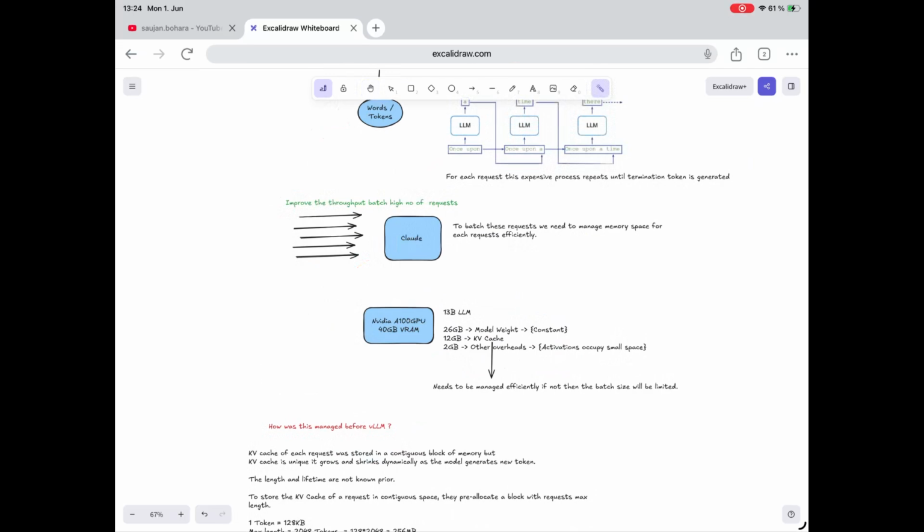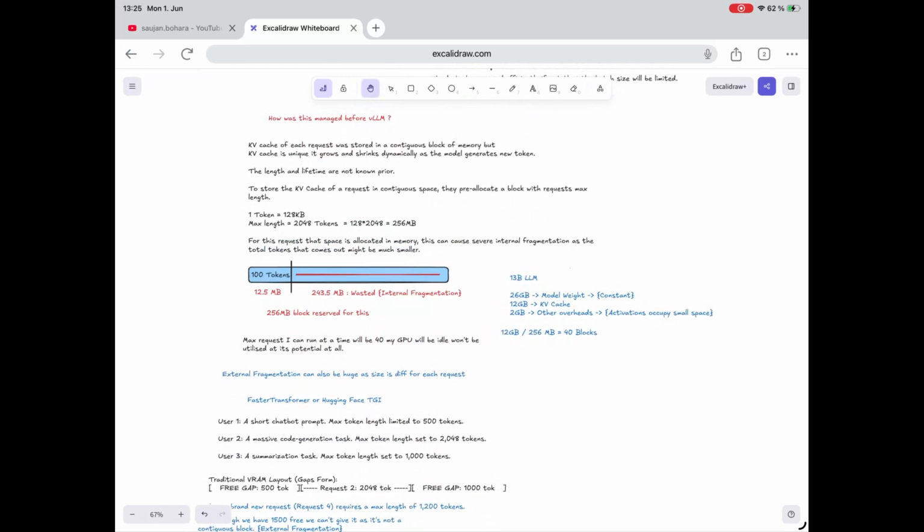Let's look at this example. Say we have one NVIDIA A100 GPU, which has 40 gigs of VRAM and holds a 13 billion parameter model. A couple of things are constant here. 26 gigs goes to the model weights, there's a remaining 2 gigs for other overheads, and then there's this 12 gigs, which is the KV cache space that needs to be managed efficiently so that we can deal with a lot of these user requests. If you don't know how to manage this, there's a very limited number of requests that you can handle at the same time.